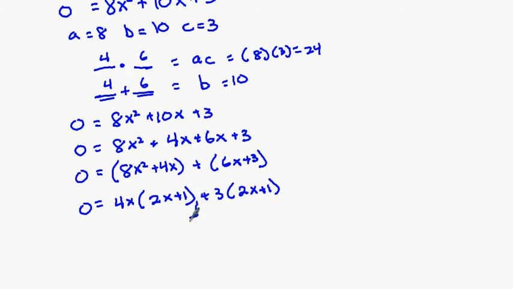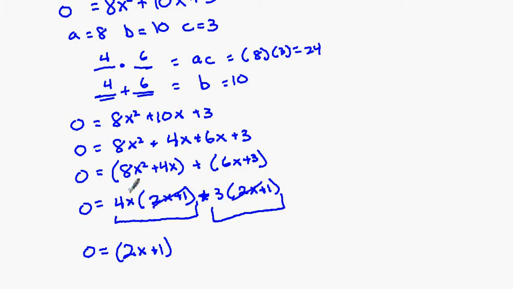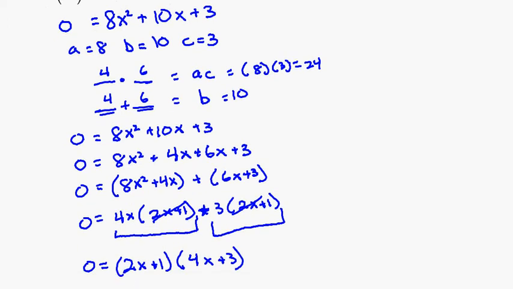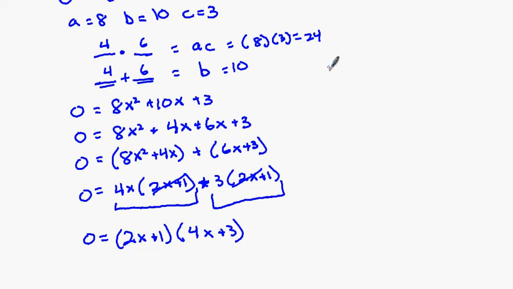So here I have two terms. A term in an expression is separated by a plus sign. Here's my plus sign right here. So my common factor multiplier in these two terms is 2x plus 1. If I factor that out, I'm left with 4x plus 3. If I were to multiply these two binomials together, that would give me 8x squared plus 10x plus 3. So now we are basically going to use the zero product theorem.